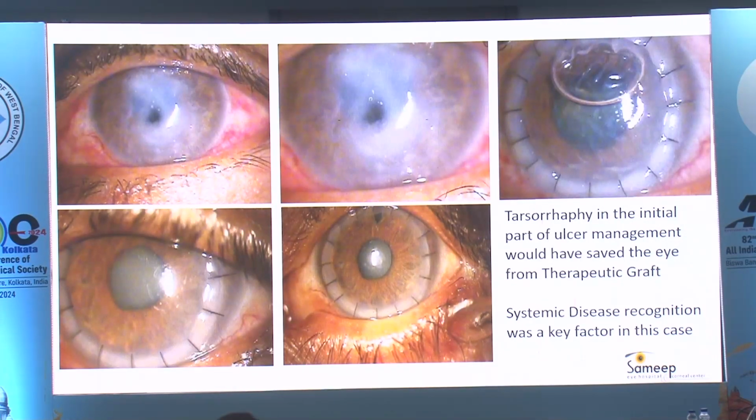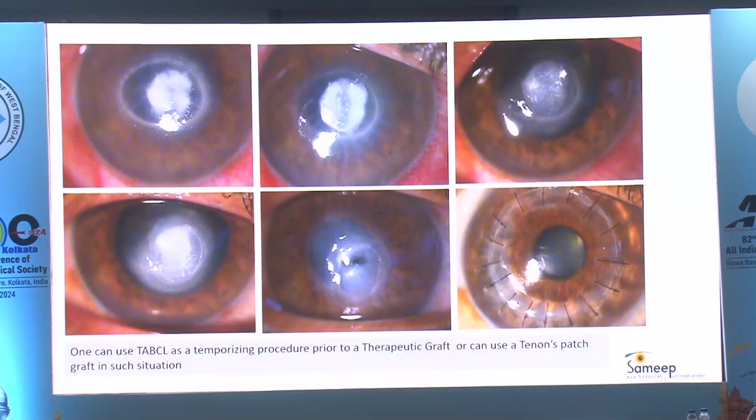Because it was a very large ulcer, we had to do a therapeutic graft, but these are the cases where you have to add a tarsorrhaphy to that. If I would not have done a tarsorrhaphy, even this graft would have melted, because these are anesthetic corneas. So it is very important to recognize a systemic condition along with the ulcer.